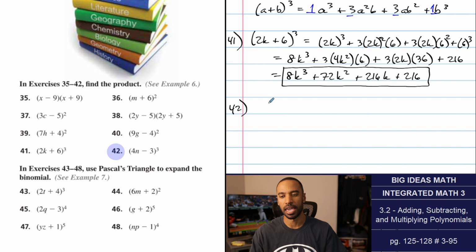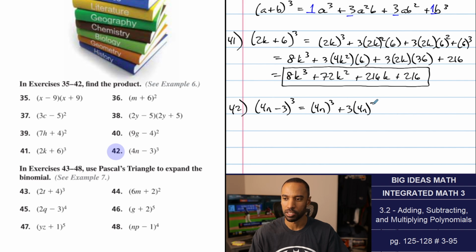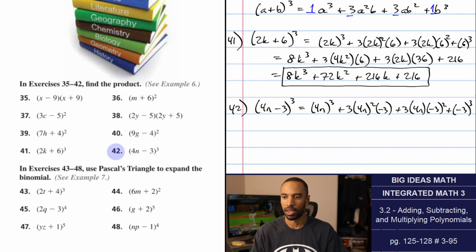There's a minus involved. I am going to treat the 3 as the negative. I think that's the safer play. You would have to remember to change signs otherwise each time. It's kind of up to you. I'd rather make the 3 negative, and just realize why they change sign each time. 4n gets cubed, and then 3 gets multiplied with 4n being squared and negative 3 to the first power. And then another 3 times 4n to the first power and negative 3 gets squared. And then negative 3 gets cubed with no 4n.